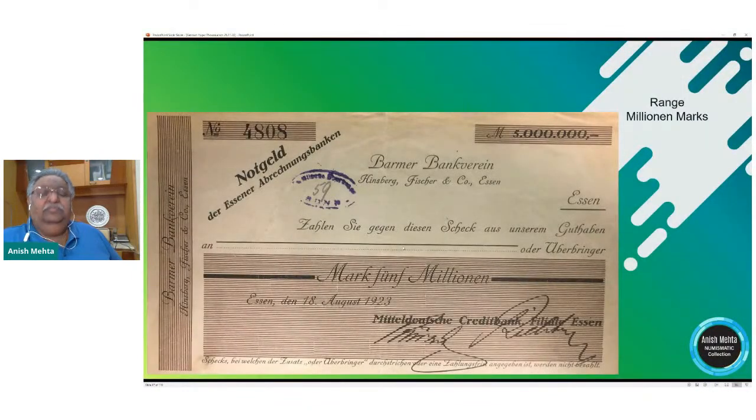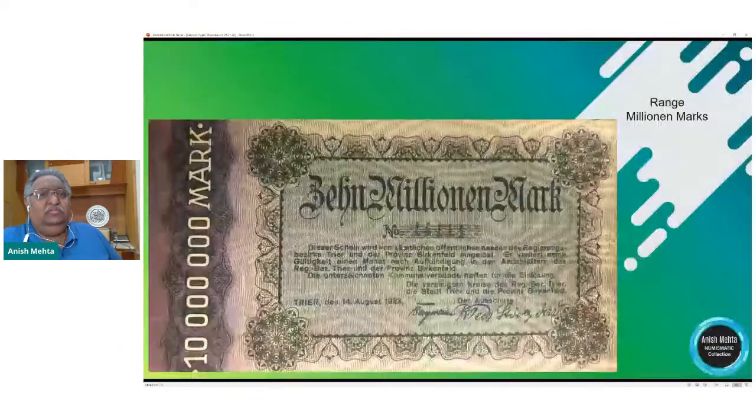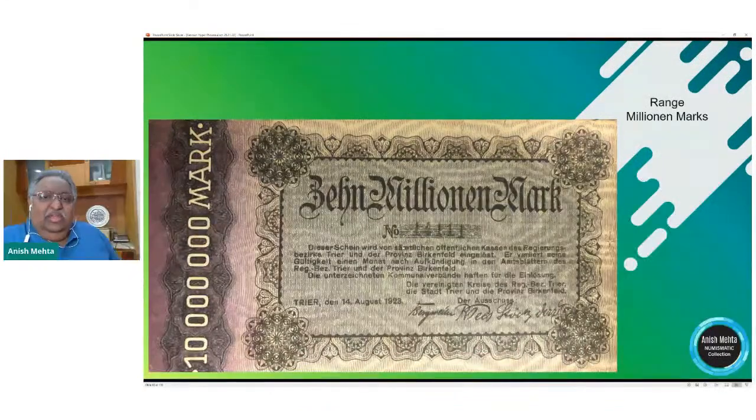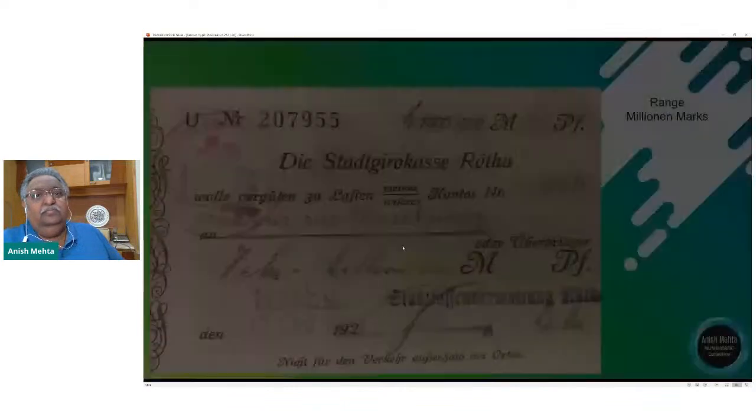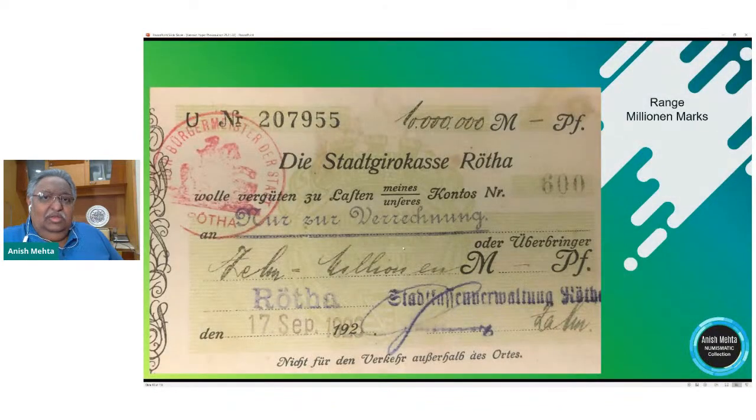This is also another Notgeld of 5 million marks. Ten million, which means it is 10 million. This is 10 million marks, again a Notgeld. Over here you see you have handwritten and also stamped.